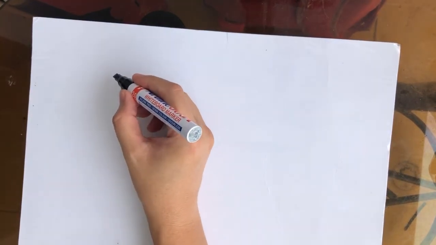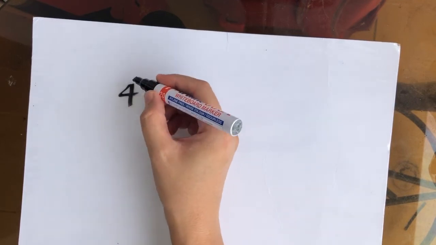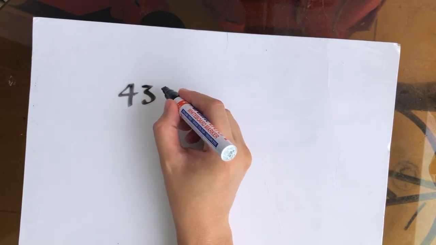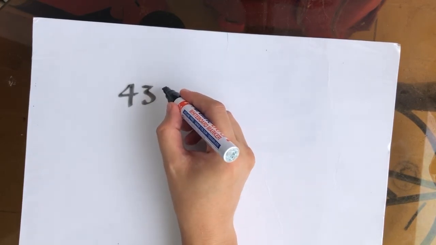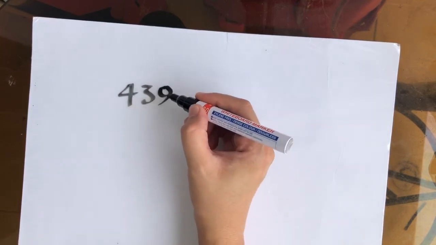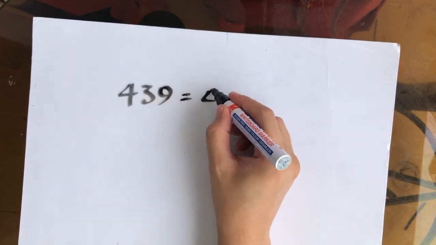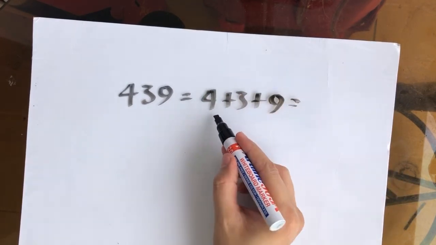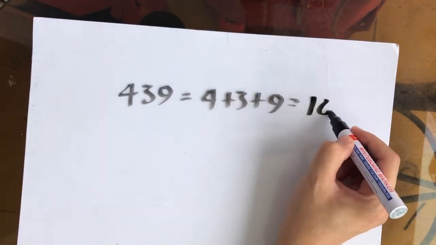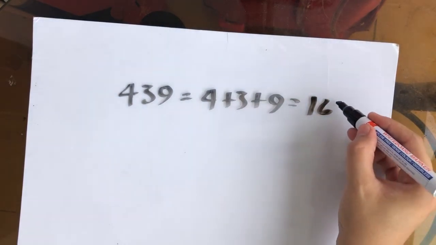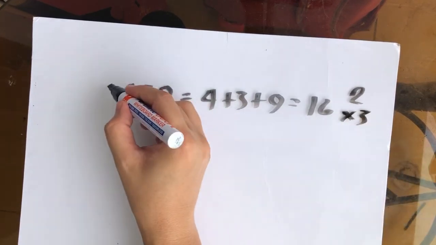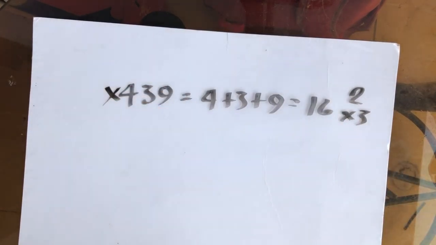So, let us try a different number. So, let's say I have 439. Okay. 4 plus 3 plus 9. 4 plus 3, 7 plus 9, 16 pa din. Okay, divisible by 2. Kaya lang, hindi divisible by 3. So, hindi siya divisible by 12.